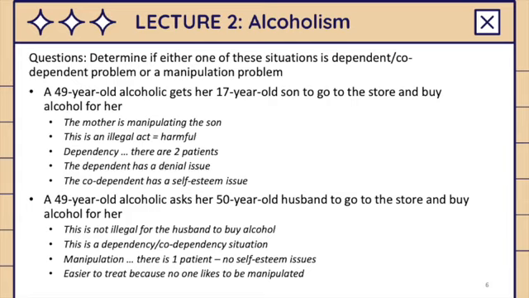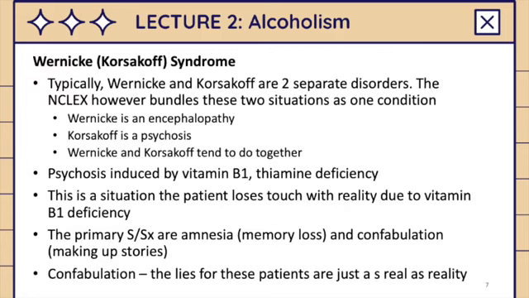All right, let's talk now about things specific to alcoholism. Let's talk about Wernicke's or Korsakoff's. Typically, they are separate, but boards often lumps them together. Wernicke's is an encephalopathy and Korsakoff's is a psychosis, but they tend to go together. You find them in the same patient. So Wernicke-Korsakoff's is number 1, psychosis induced by vitamin B1 or thiamine deficiency. This is a scenario where you lose touch with reality. You go insane because you don't have B1.